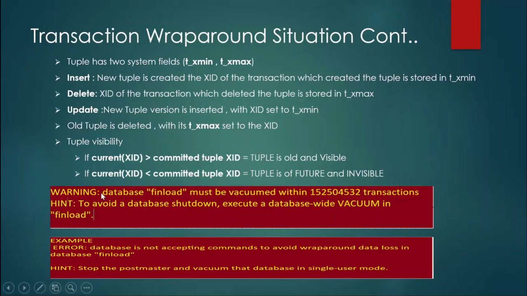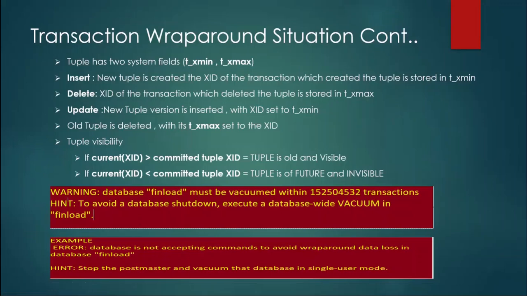This warning and errors are very important. You have to always search your alert log, and if you have any errors related to a transaction ID wraparound situation, it has to be notified to the DBA. Mostly we don't need to take any action because the autovacuum process will keep doing the transaction ID freeze to avoid this situation. But still we have to enable these two warnings and errors in the monitoring.